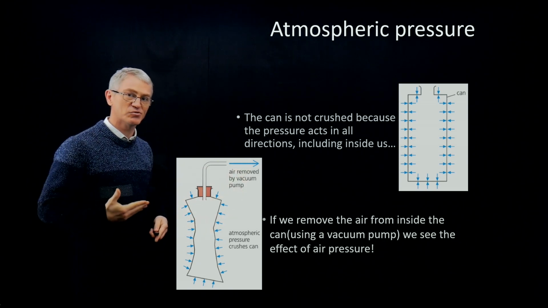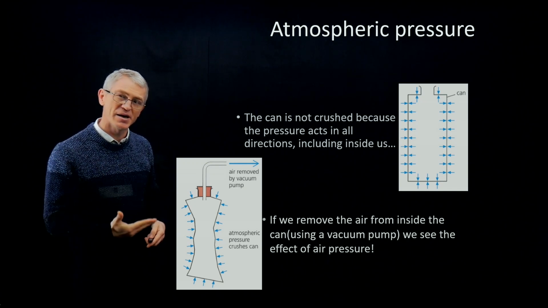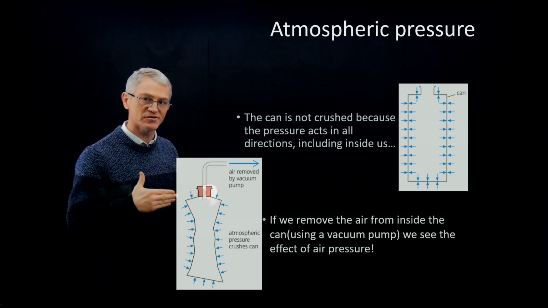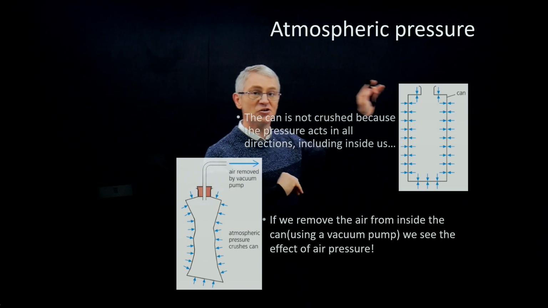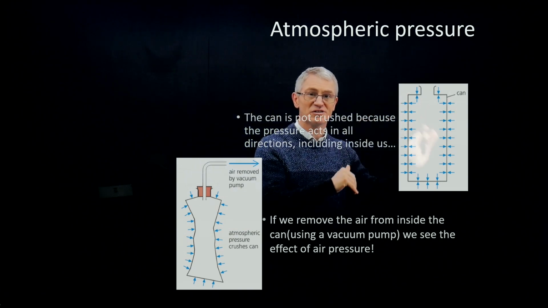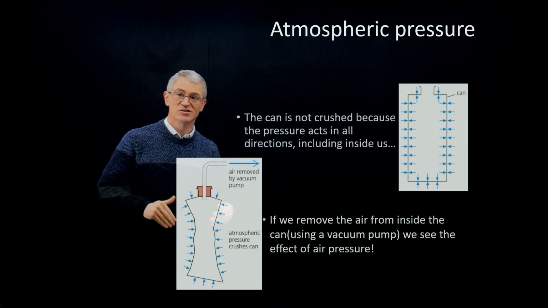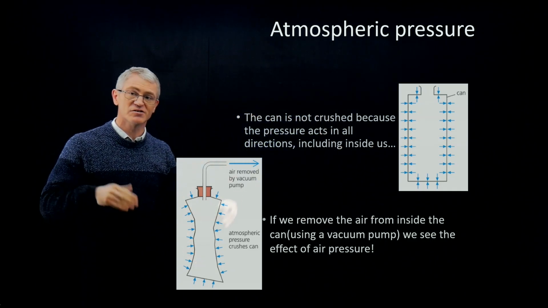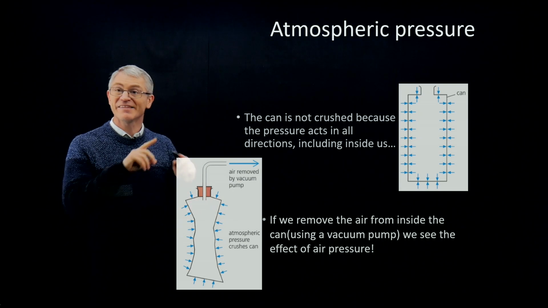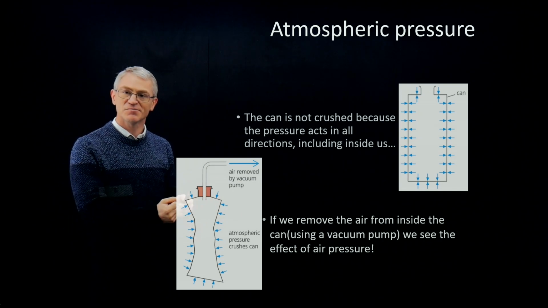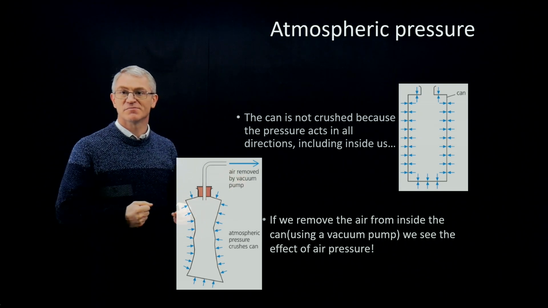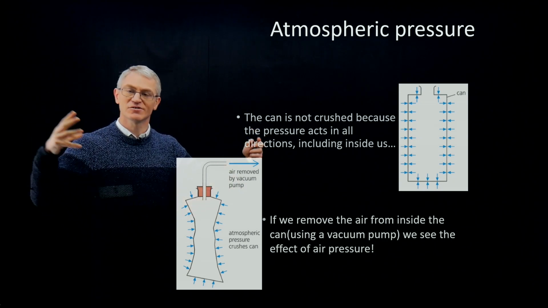So the important thing for your question is comparing the pressure on the inside and the outside of something. If something is not being crushed, that must mean there's an equal pressure on the inside and the outside. If it is being crushed, there's a lower pressure on the inside and a higher pressure on the outside. And the opposite can happen as well. If something blows up, that means there's a bigger pressure on the inside than there is on the outside.